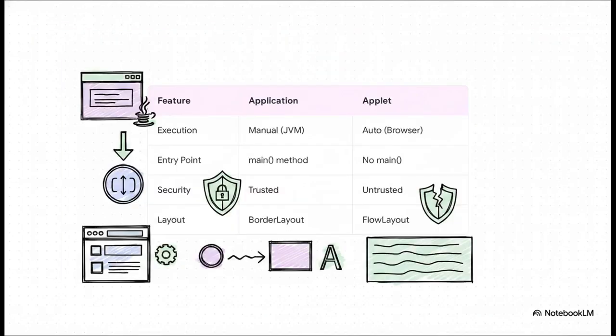Breaking down the technical specifics here, the structural differences are super clear. For execution, apps are run manually via the JVM, usually with the Java command, while applets just run automatically in the browser. For the entry point, applications absolutely need a public static void main method to start. Applets don't have a main method at all, they just extend the applet class. Security goes from fully trusted to strictly sandboxed. And even the default layouts change. Apps default to a border layout, but applets use a flow layout, which just makes total sense for fitting into the natural flow of a web page.